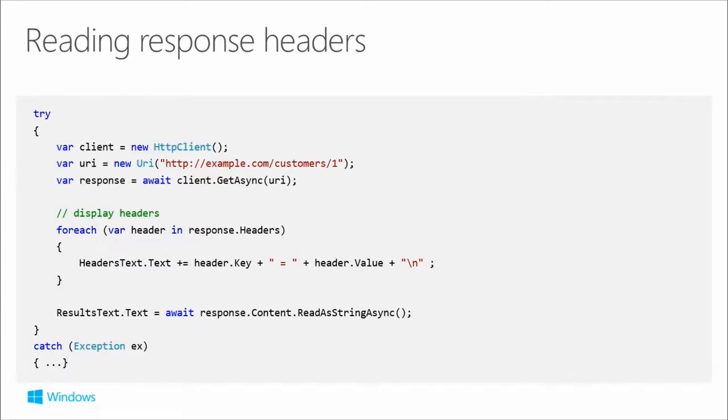Here's an example of reading the response headers. So you call client.GetAsync, and then for each header in response.Headers, well, we're just dumping it out in a text file here, but you can have a look at the response headers to get a bit more information about what's coming back.